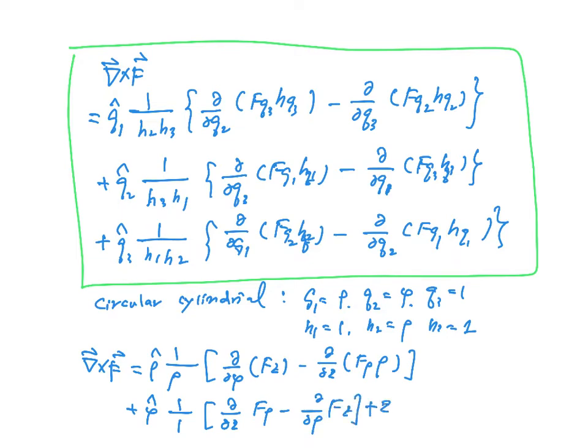plus z is 3. So 1, 2 is 1 over rho again. 3, 1. Partial rho F phi, partial phi, partial F rho.